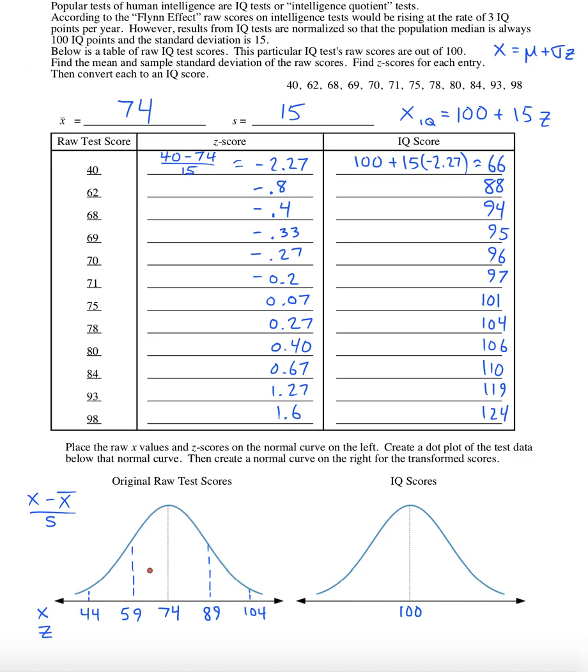Okay, the z's that go with that would be negative 2, negative 1, 0, 1, and 2. What would our IQ score standard deviation markings look like? Well, we got to add 15 to the mean, so 115, 130, 85, and 70. And our z's will be negative 2, negative 1, and so on.